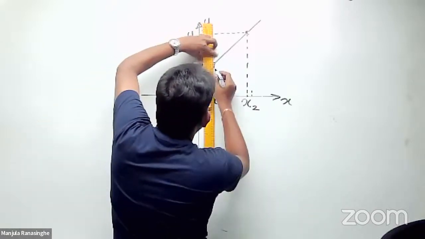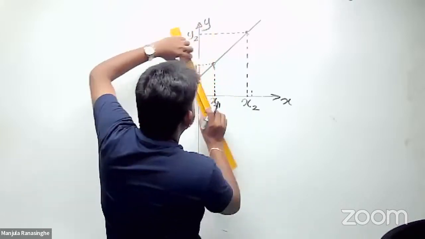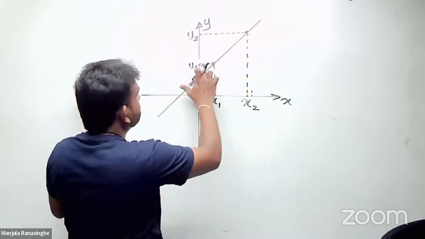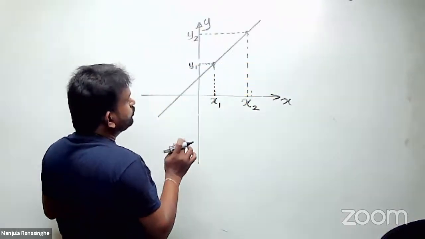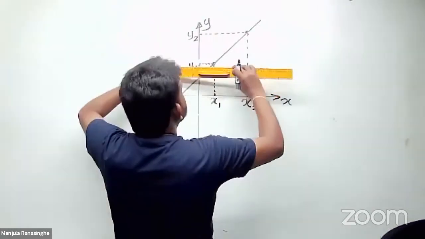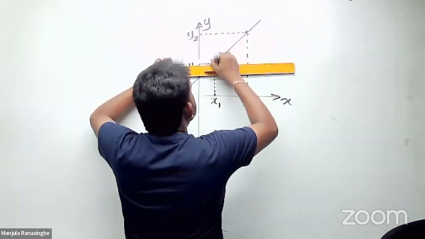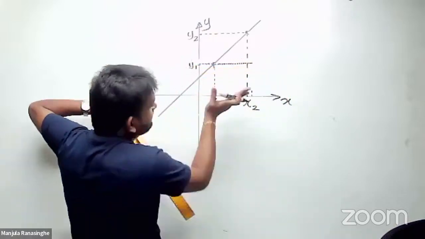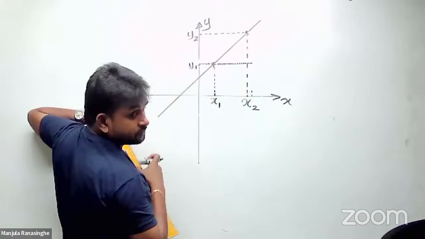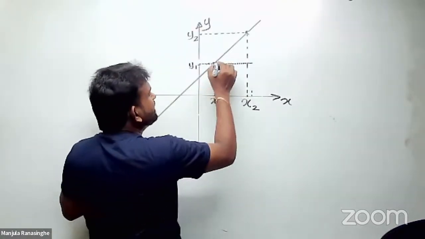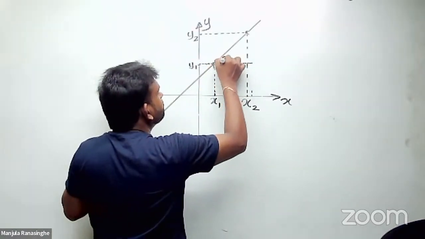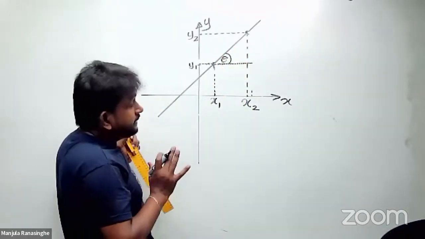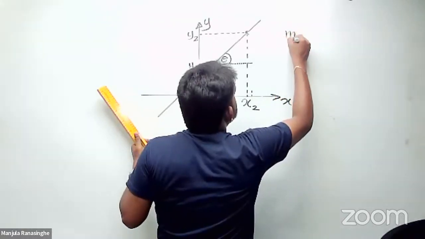This is x1 and this is y1. Now I told you about the inclination. I mark the inclination here, the inclination with the x-axis. I imagine the x-axis is parallel to this. This is similar to the x-axis. Now inclination means this angle theta. I mark that as theta.